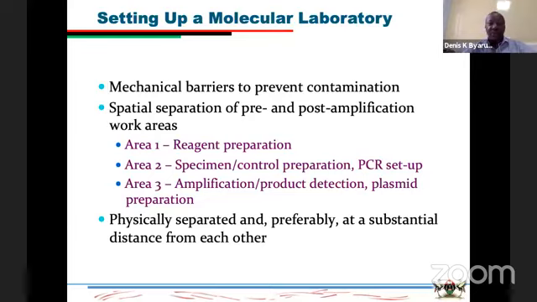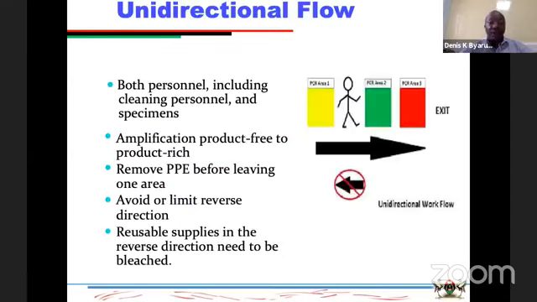It is very important that these areas are physically separated and preferably at a substantial distance from each other. Should that not be the case, then of course you need to be a little bit careful how you move between these areas. And we normally recommend what we call a unidirectional flow, where you start from the dirty areas moving towards the clean areas. This should be the case for both personnel as well as movement of specimens. And then you have amplification product free to product rich, and removing PPE before leaving one area to the other.